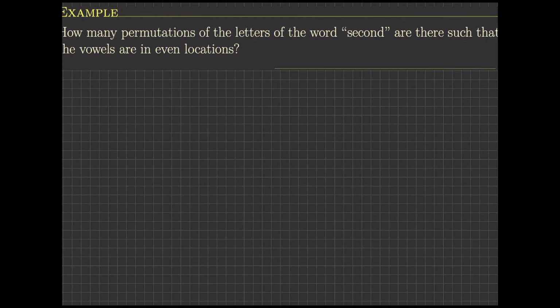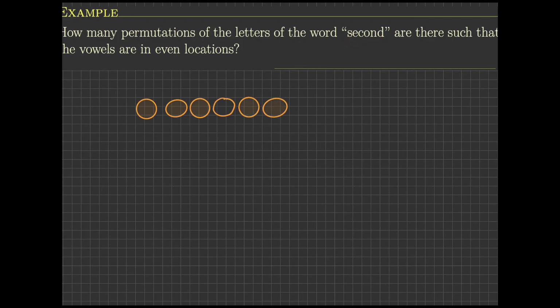Okay, so how many permutations of the letters of the word second are there such that the vowels are in even locations? So if I want to have second, how many letters are there? So 1, 2, 3, 4, 5, 6, all of them are distinct, so it means that I need 6 locations. So this is location number 1, 2, and 3, 4, and 5, and 6.